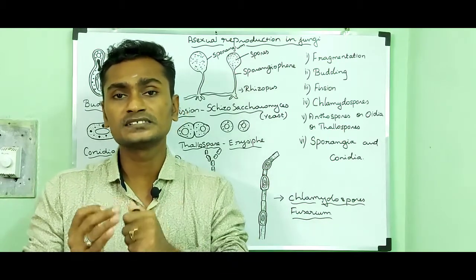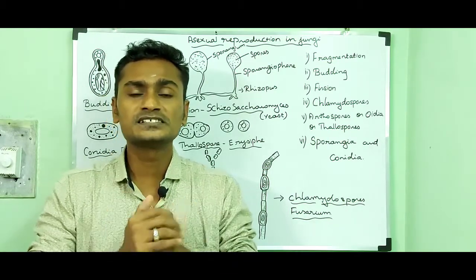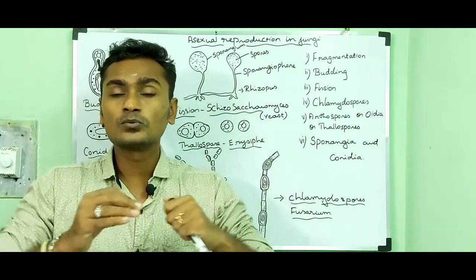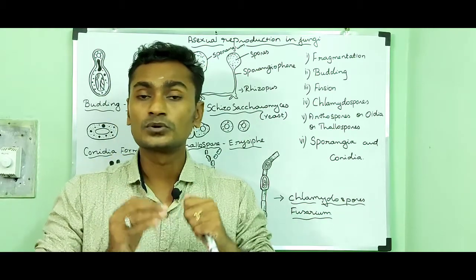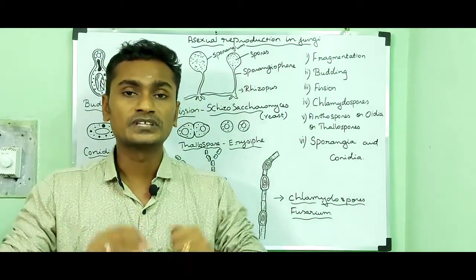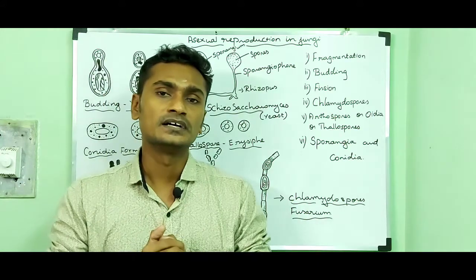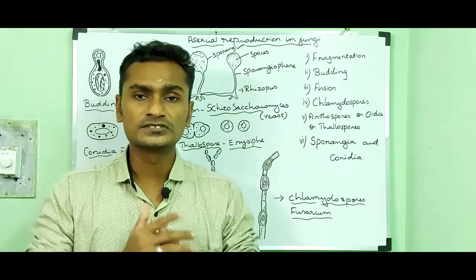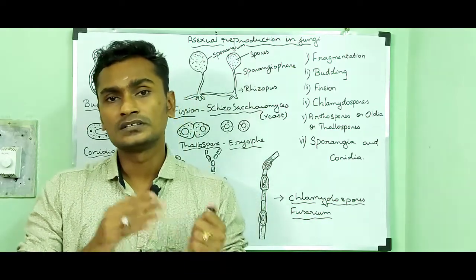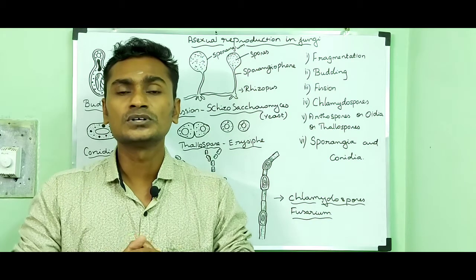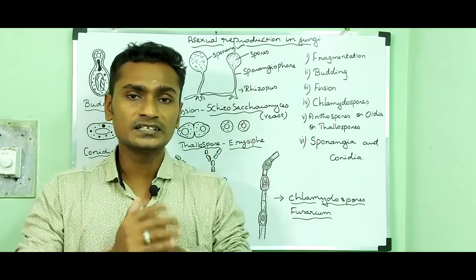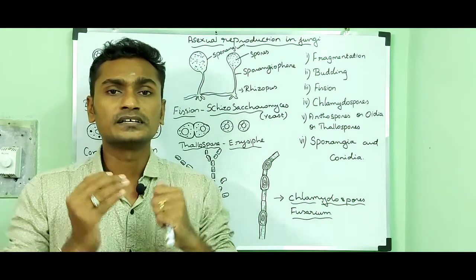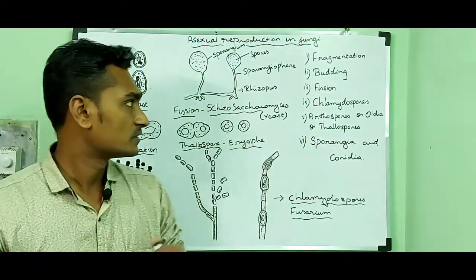While in the case of asexual reproduction, specialized reproductive bodies are produced without involving nuclear fusion. So that process is called asexual reproduction. Since there is no difference between asexual and vegetative reproduction, both being non-sexual, they are put together under asexual reproduction. Then fungi can reproduce asexually by the following methods.